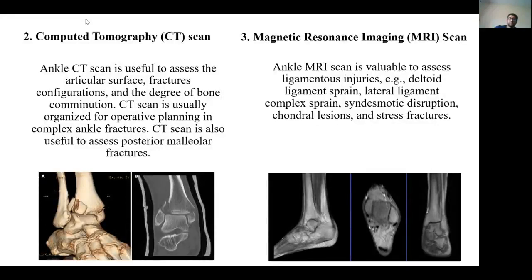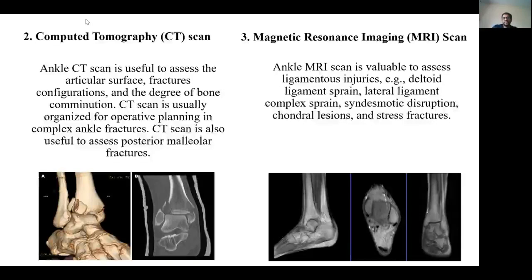CT scan. A CT scan is usually useful to assess the articular surface, fracture configuration, and the degree of bony comminution. CT scan is usually organized for operative planning in complex ankle fractures. It's also useful to assess posterior malleolus fractures.